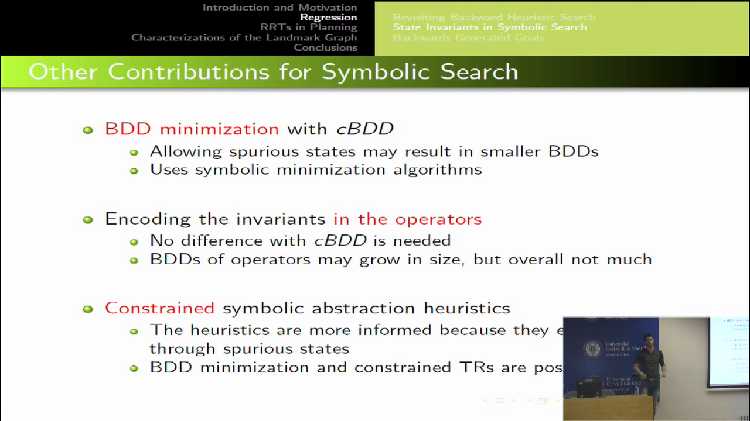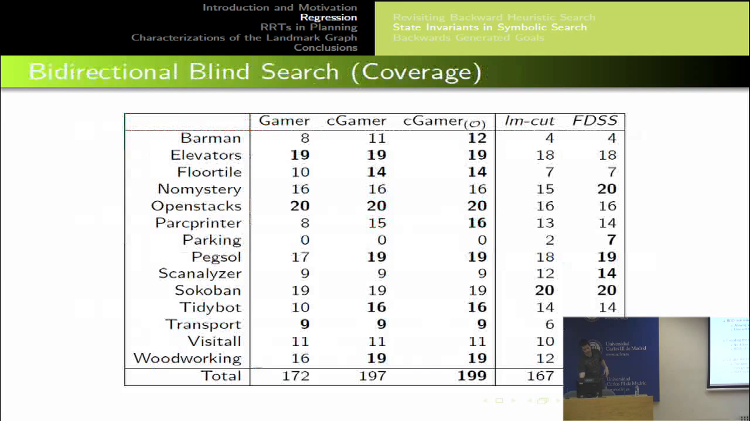And also we can use these constraining symbolic techniques for abstraction heuristics, which use a lot of regression too, and get strictly better, admissible estimates. So this is a table that, again, shows the number of problems solved in this set of domains. Gamer is the planner we built these techniques on top of. This is the vanilla version, with no mutexes. CGamer is the one that uses CBDD, and CGamer O is the one that encodes the constraints of our problem in the operators.